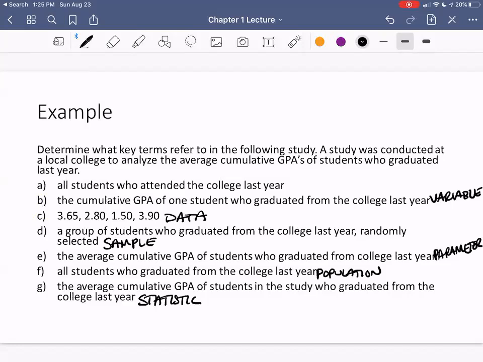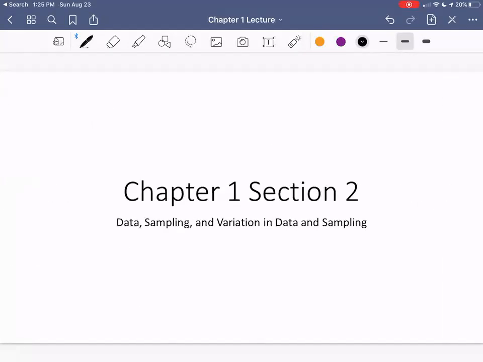All right, so that's all of what we're going to cover in section 1 in our text. I'm going to move on to our next section. The next section is data, sampling, and variation in data and sampling.